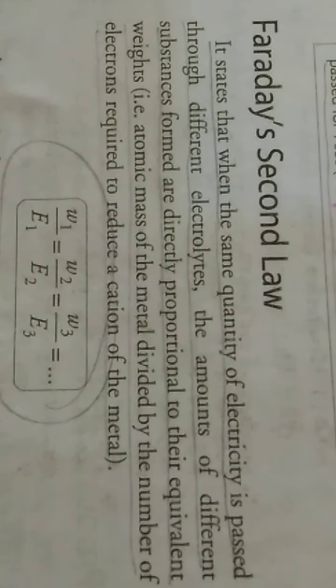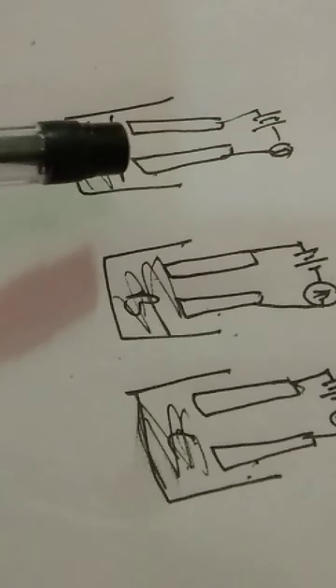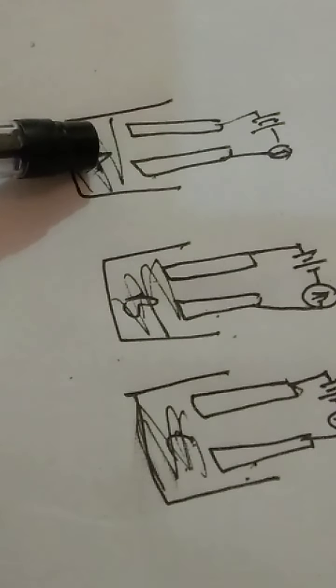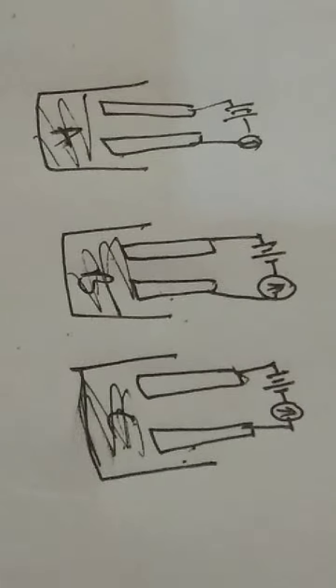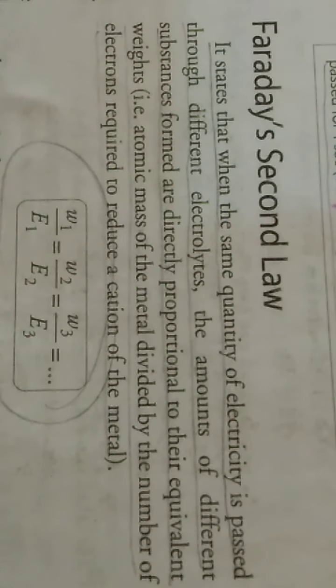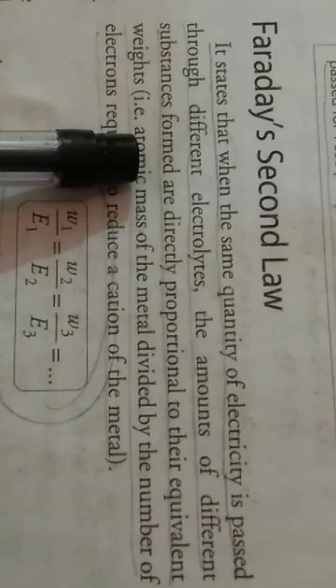वो डायरेक्टली किसके प्रोपोर्शनल होंगे? इक्विवेलेंट वेट के. For example, if in this we have taken copper sulfate and the electrodes are of copper, then the amount of substance that will be formed at this electrode will be equal to the equivalent weight of copper. Okay, so that's what it is saying. So what it states, we'll do it again.